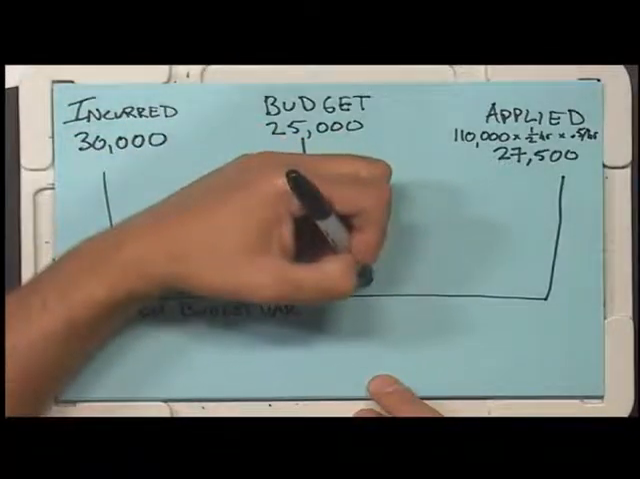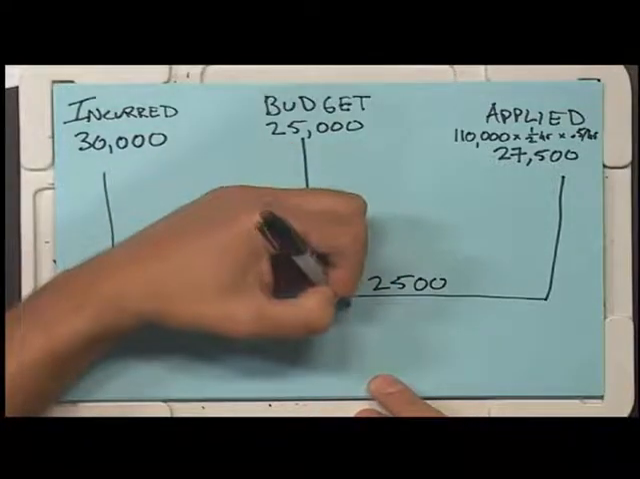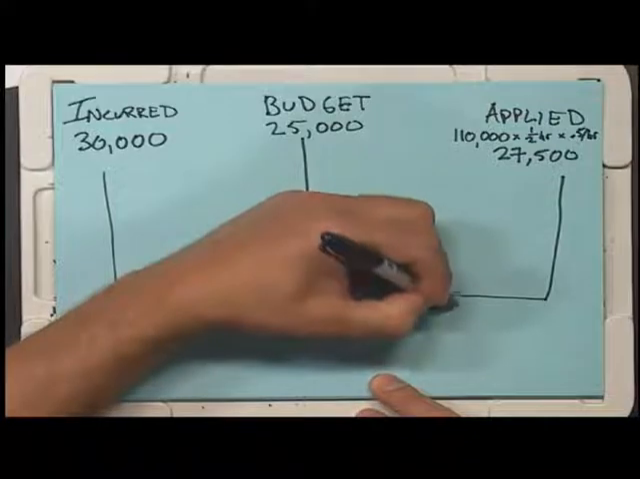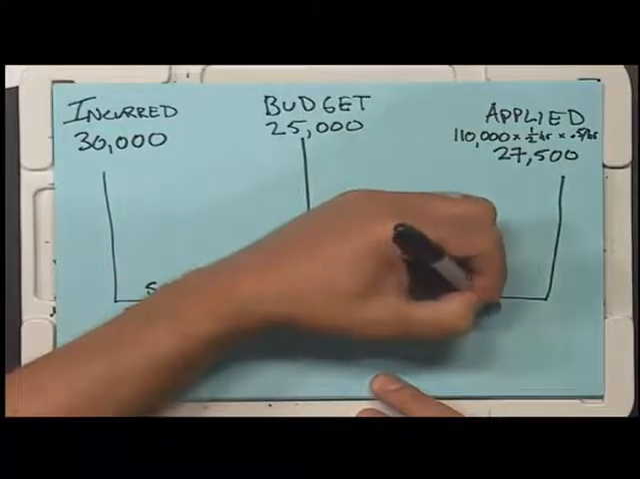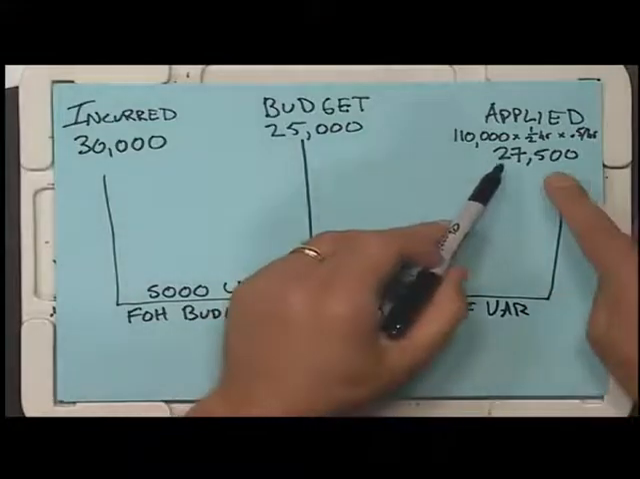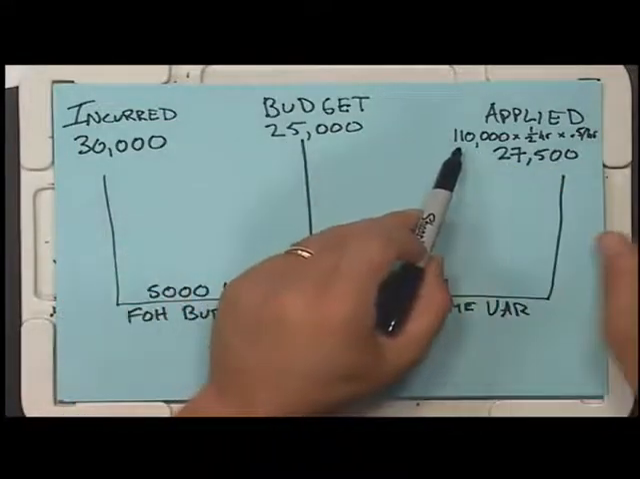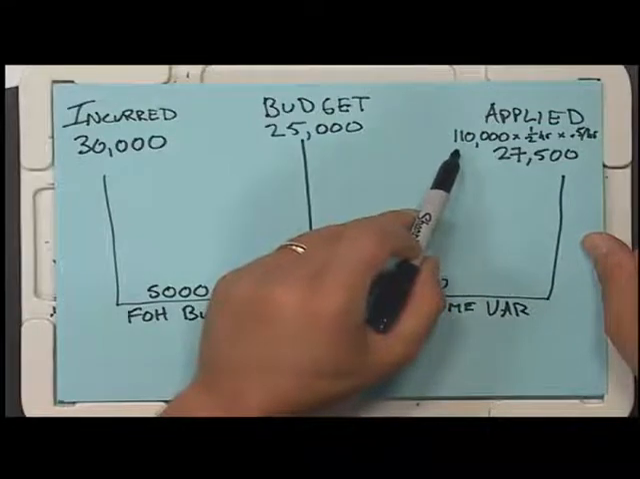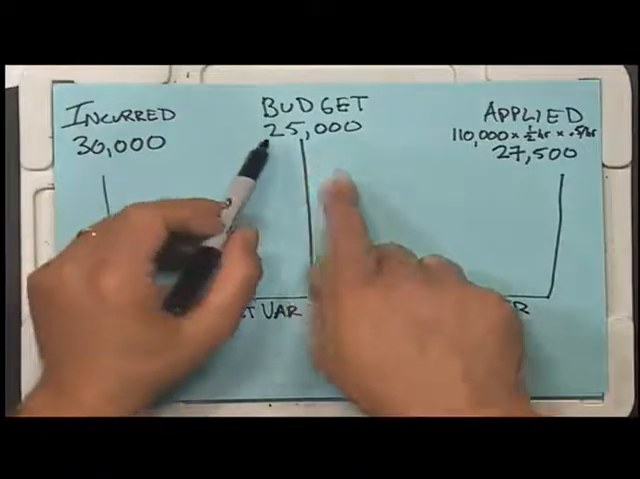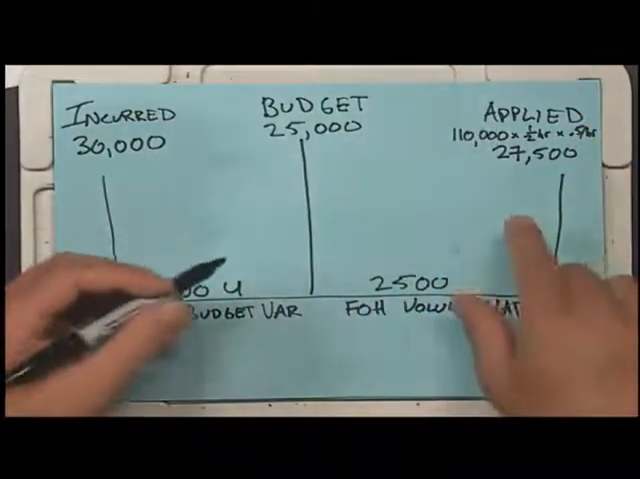So we are going to have $2,500 here of a fixed overhead volume variance, and that's because it's a volume variance because the only reason that we applied more than we budgeted is because we graded 110,000 pages instead of 100,000. It's pretty easy to see, if you want to think about this, right?